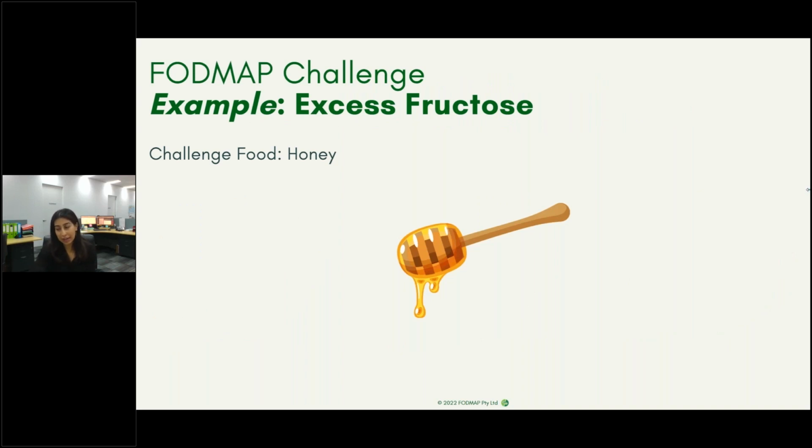As I mentioned, we'll work through a FODMAP challenge together. We'll go through honey as one of the challenges, as excess fructose. As I mentioned, you always want to stick to the low FODMAP diet in the background. So everything else should still be the complete low FODMAP diet apart from the test food, in which case it's honey.